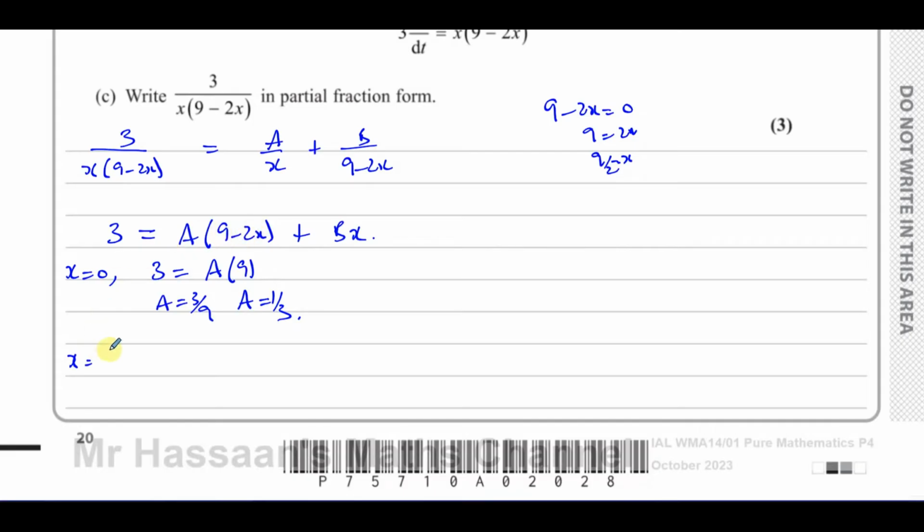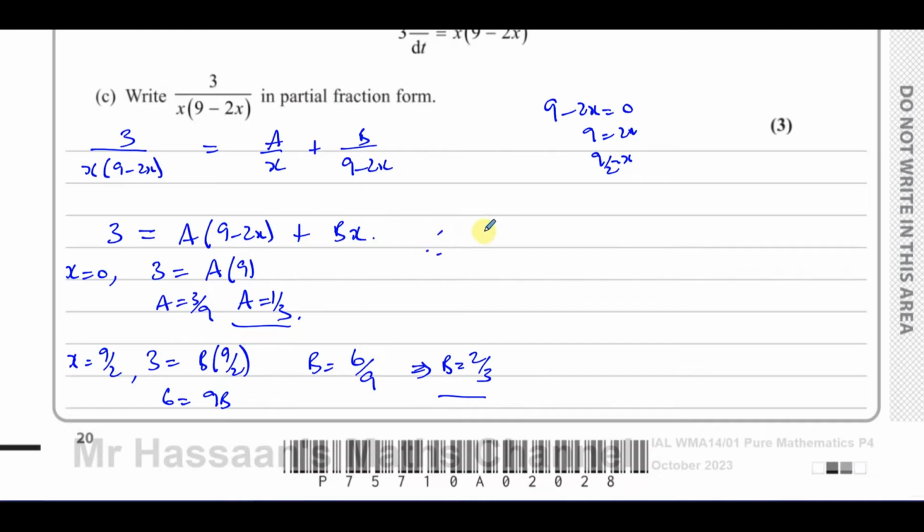So then we replace x with 9 over 2 in every part, and that will eliminate the a. So you have 3 equals, that will become 0, and you're left with b times 9 over 2. We're going to multiply both sides by 2. That gives us 6 equals 9b. So therefore b is equal to 6 over 9, so b is equal to 2 over 3. 3 goes into both of those. So we have a equals 1/3 and b equals 2/3.